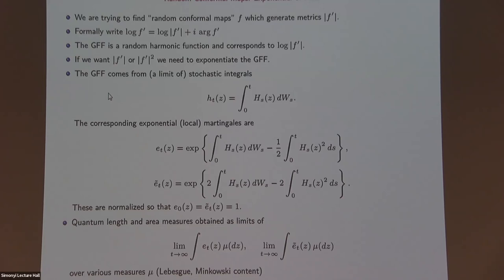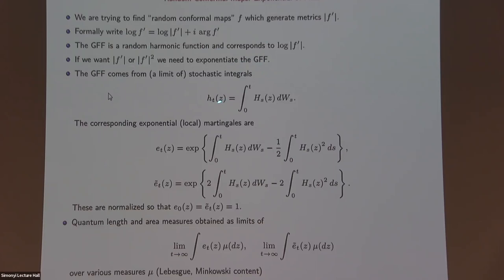But I want to discuss a little bit about exponentiating. So this will be well known to lots of people here, but I'll just say we're trying, with random geometry, to find random conformal maps F. We think of that as trying to generate metrics. I wrote absolute F prime, but sometimes you want to look at the imaginary part as well. Sometimes you want to look at F prime. And you write log F prime as log absolute F prime plus i times the argument. And so the GFF is the log absolute F prime in this. So if you want to get F prime, you have to take e to the log F prime. So you have to exponentiate the GFF.